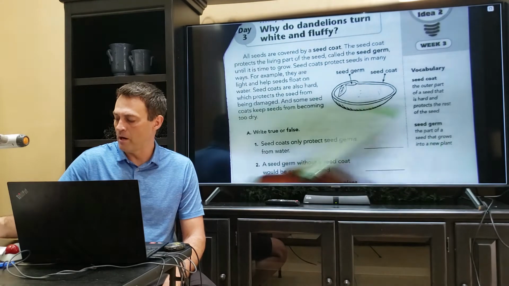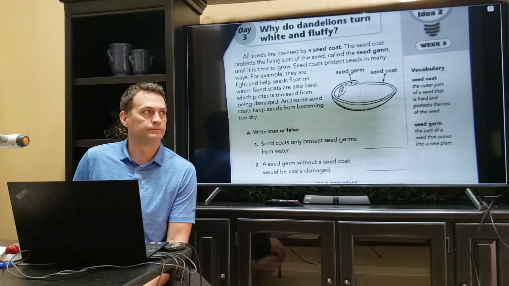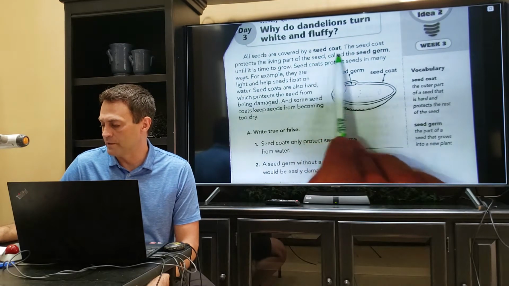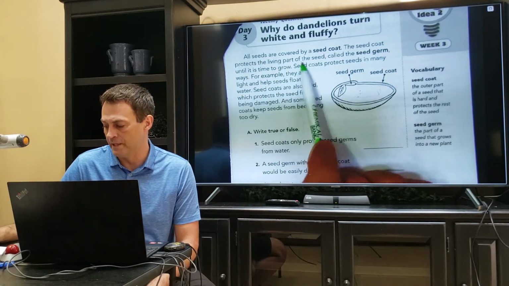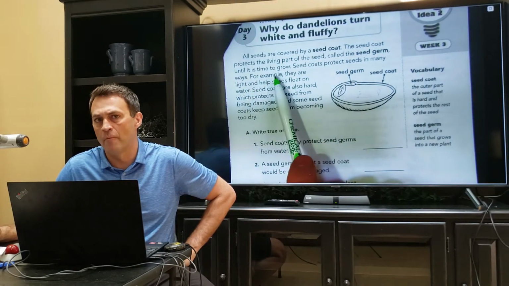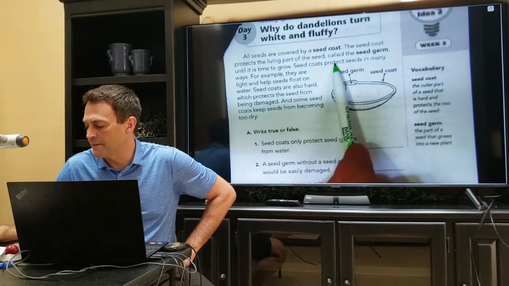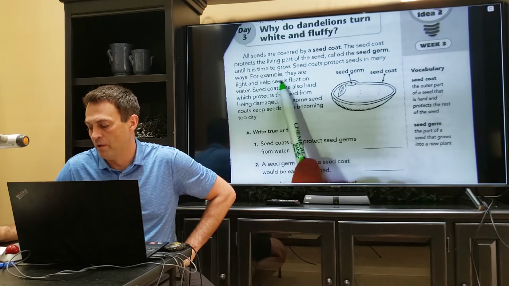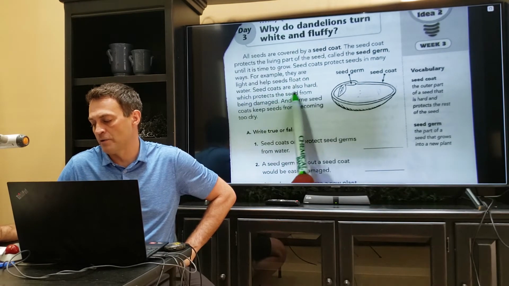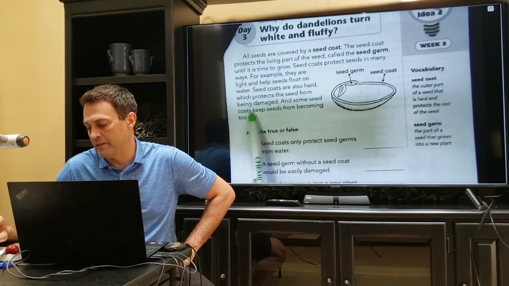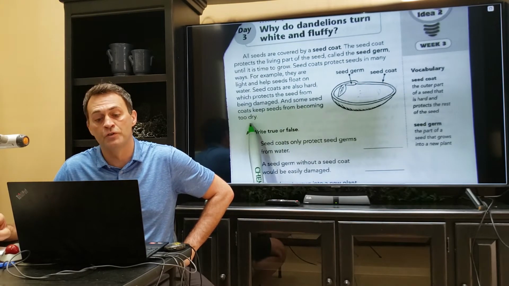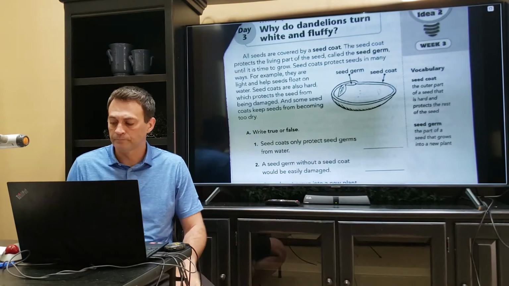I'm going to do the reading part here, and then we'll go over the questions. Alright. All seeds are covered by a seed coat. The seed coat protects the living part of the seed, called the seed germ, until it is time to grow. Seed coats protect seeds in many ways. For example, they are light and help seeds float on water. Seed coats are also hard, which protects the seed from being damaged. And some seed coats keep seeds from becoming too dry. Keep them from drying out.